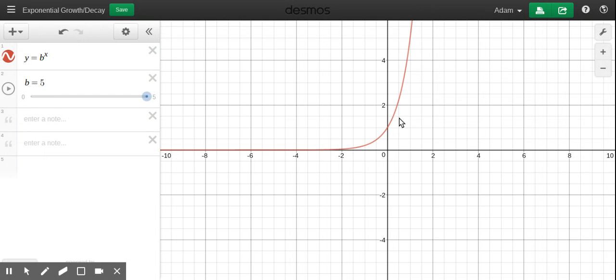So this is when b is at 5. If b is 5 and x is 2, that means we have 5 squared, so we'd have the point 2 comma 25, which would be way up here. We don't even have this; the highest I got is 6 right there. That's why you can't even see it coming close to hitting that.